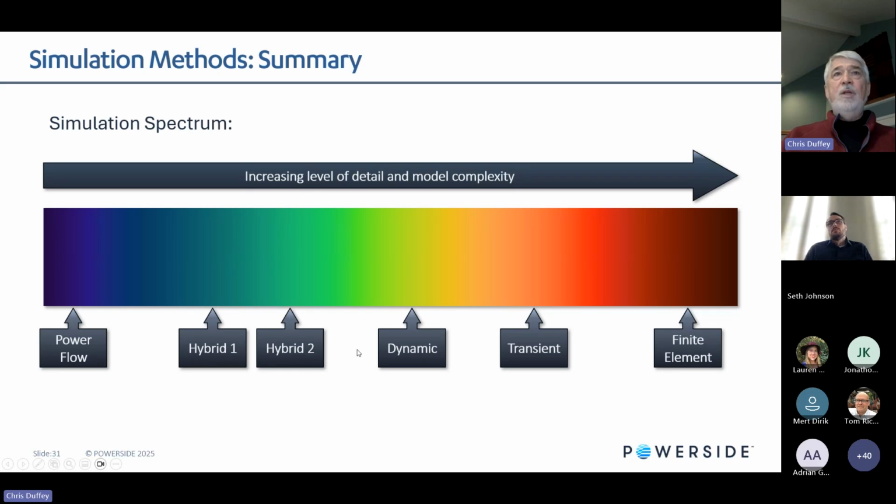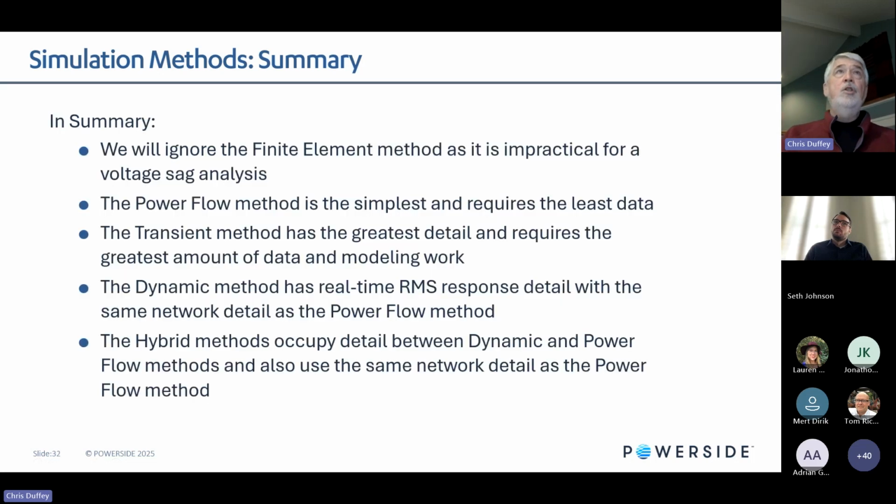There's some space here between here and dynamics because this is a jump, because now you're getting voltage feedback effects. Also a jump going from here to full transient detail, and of course finite element is way off the chart in terms of physical detail. So a summary: we're going to ignore finite element. It's not practical for us.